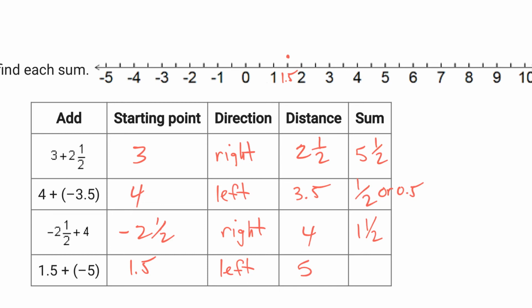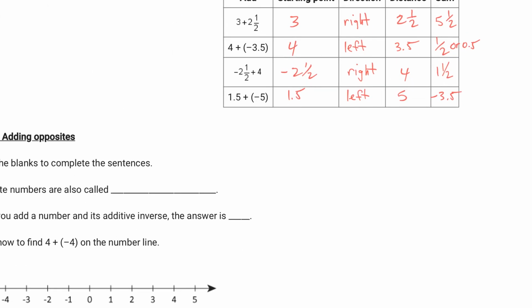So, oh, sorry. I move to the left 1, 2, 3, 4, 5. Move to the left 5. So that's at negative 3.5. Negative 3.5 right there. And that's the answer, negative 3.5. Okay. Let's see what else we got here.